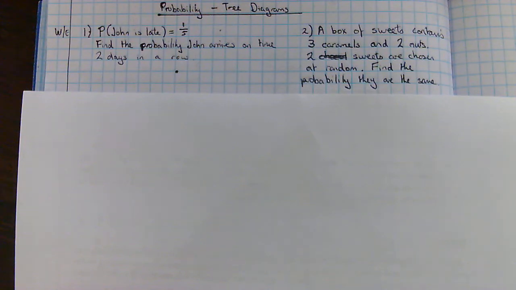The last skill that we're looking at in probability is the use of tree diagrams. So we're going to look at two examples. Let's take a look at the first one. The probability that John is late on any given day is 1 out of 5. Find the probability that John arrives on time 2 days in a row.